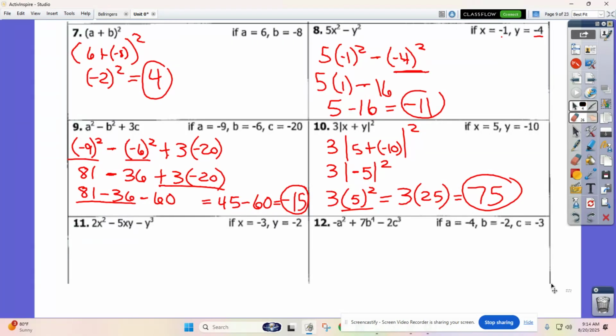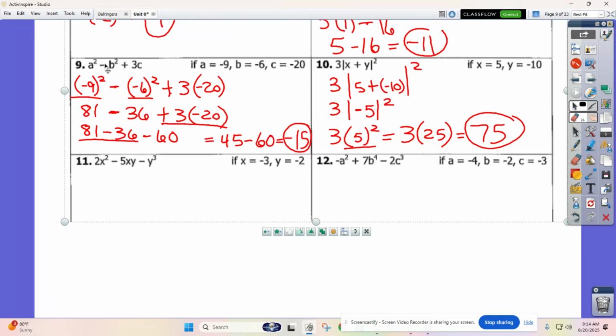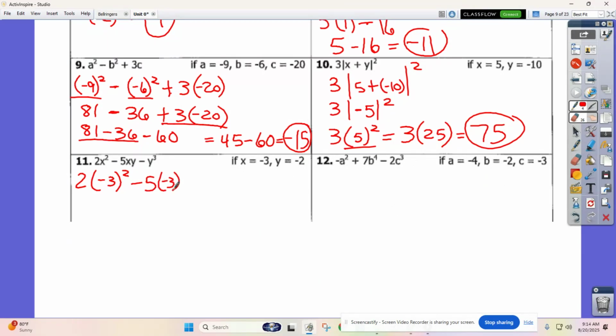All right. The last two are a little bit longer, so let me make myself some space. All right. 2 in place of x, in parentheses, is -3. In place of x is still -3. In place of y is -2. In place of this y, inside of parentheses, put your -2 cubed.